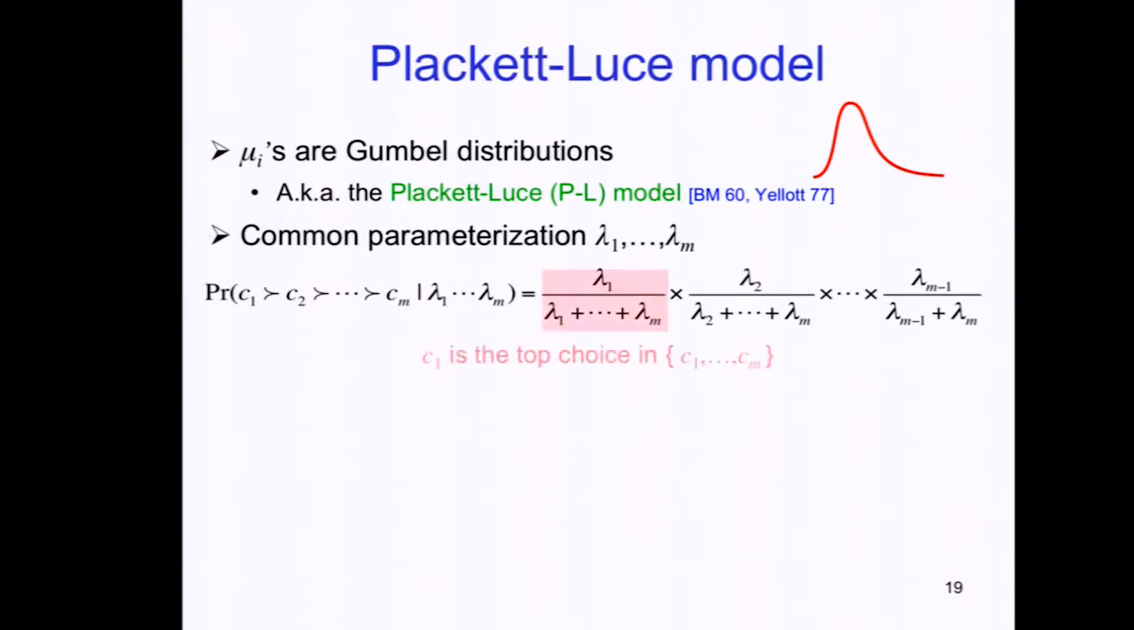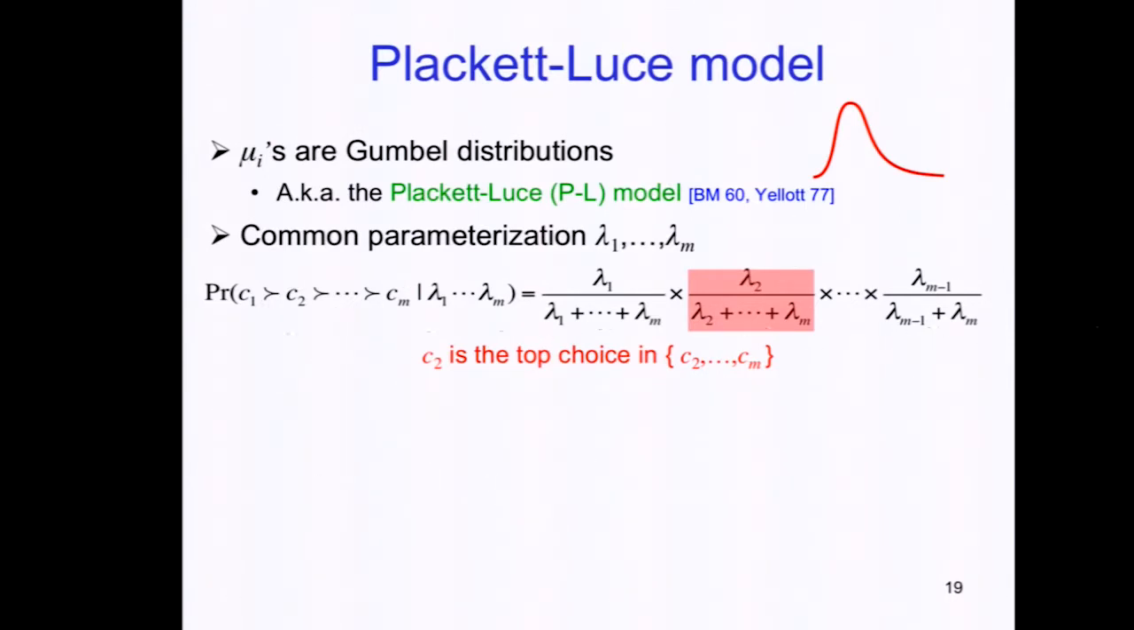What is the first term? The first term represents the probability that C1 is chosen among C1 through Cm. This part is more like a discrete choice model: you're given a set of candidates C1 through Cm, and you choose C1 as the top choice. By the way, sometimes I say candidate, sometimes alternative. These two terms are pretty much the same in this tutorial. Once you have done that, the second part is the probability that I choose C2 among C2 through Cm.